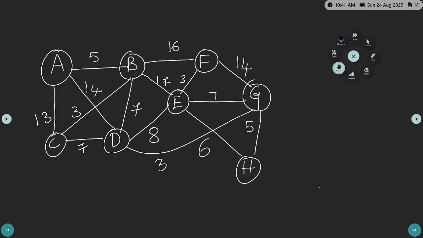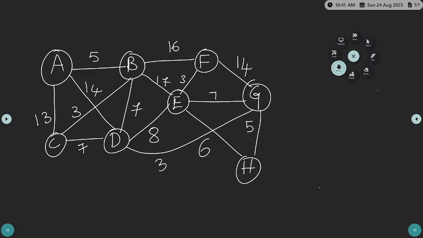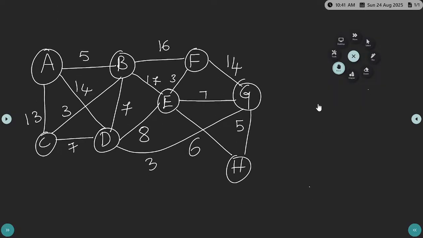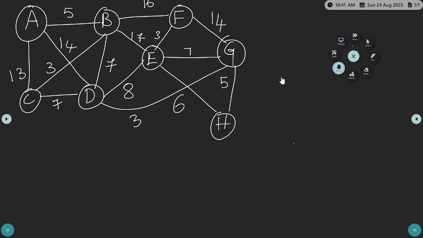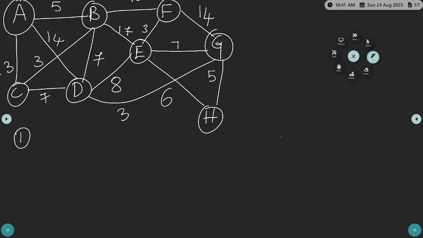Write on step 1, select any vertex as the root node. Step 1, select any vertex as the root node. So here I am selecting B as the root node. Right? Next, draw the edges.